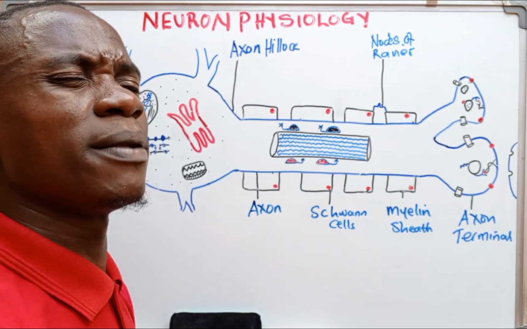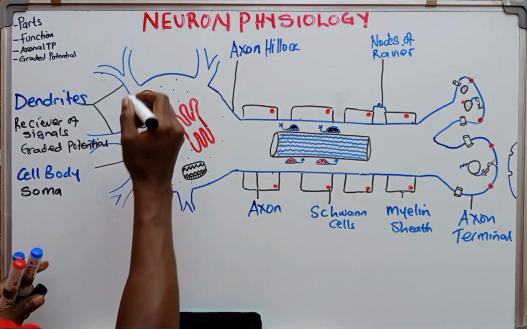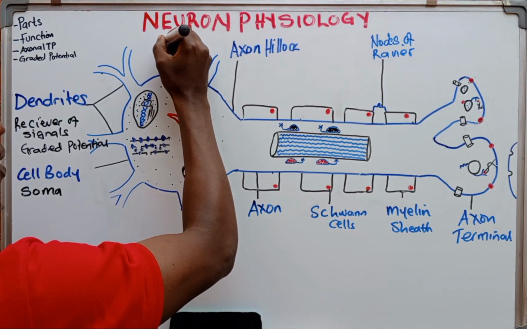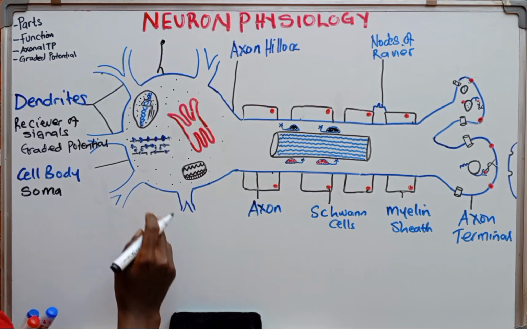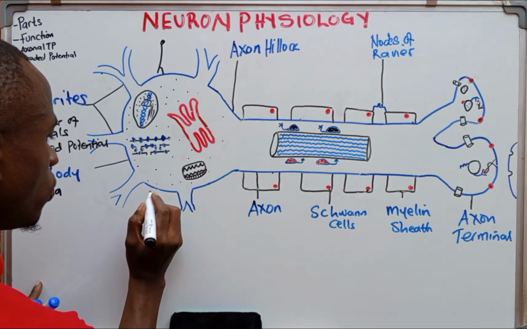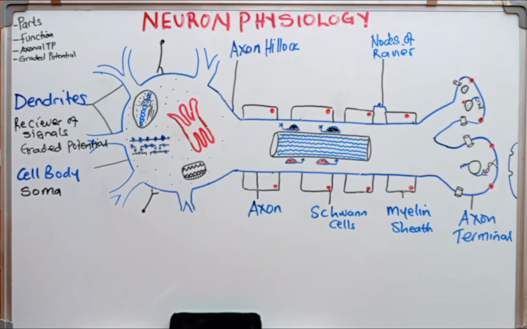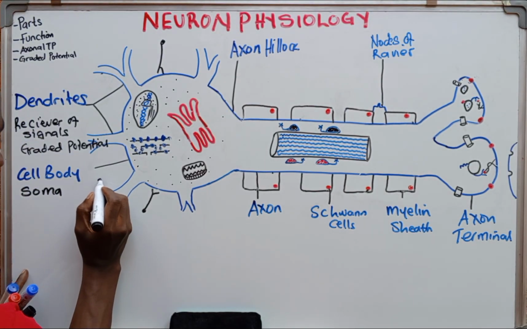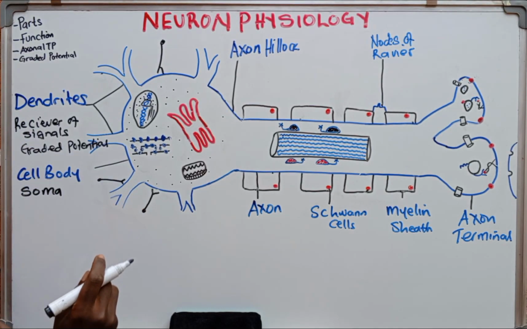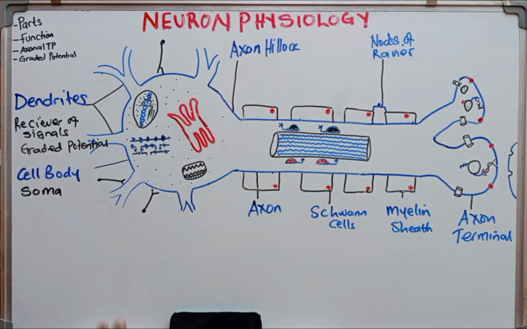Let's make it more clear physiologically. We are going to have a lot of neurons coming to synapse with this neuron. Let me say this neuron is our motor neuron. We have thousands of neurons synapsing with this kind of neuron.